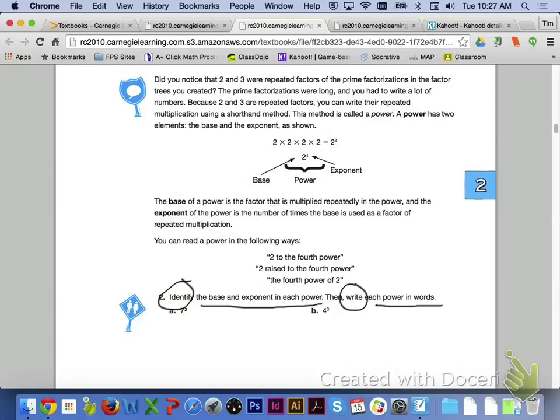You can read a power in the following ways. 2 to the 4th power, this would be the one that I prefer. 2 raised to the 4th power, or the 4th power of 2. Again, the top one would be my preference, but you can choose to read it in any way that you would like. Number 2 tells us to identify the base and the exponent in each power, then write each power in words. So do A and B with your group members.